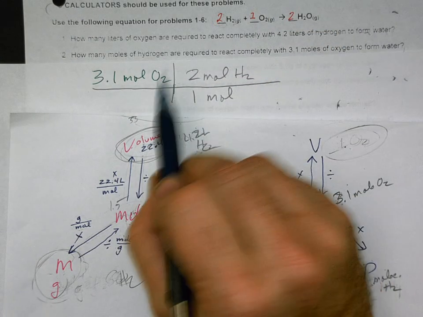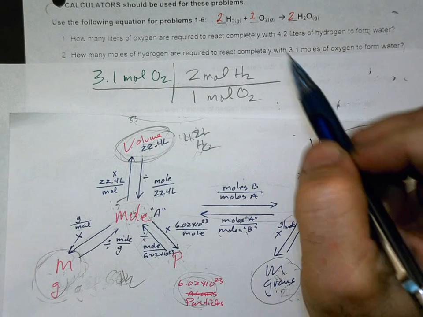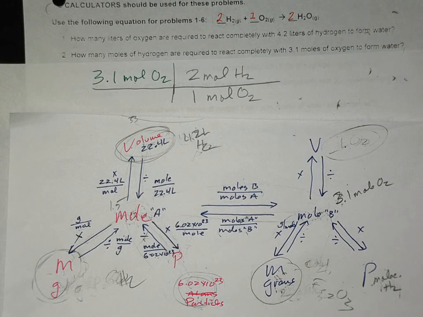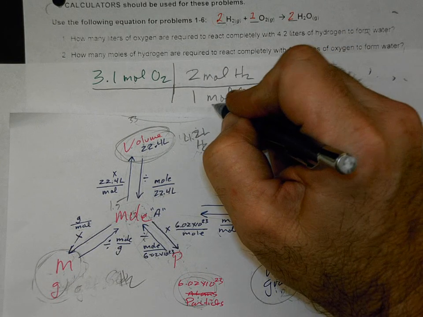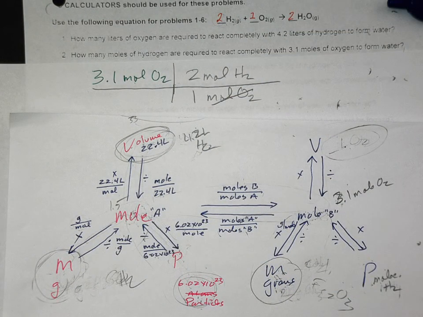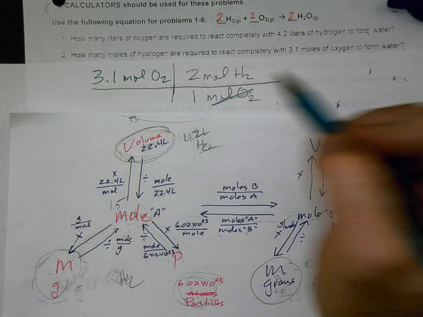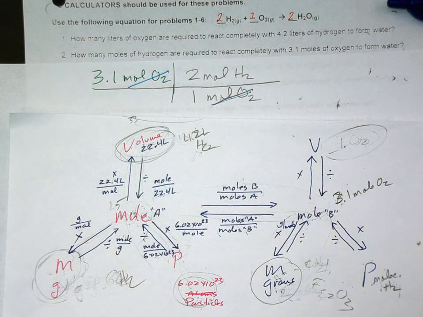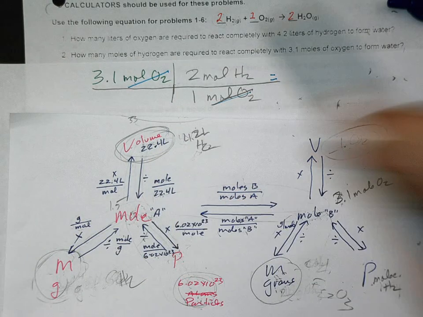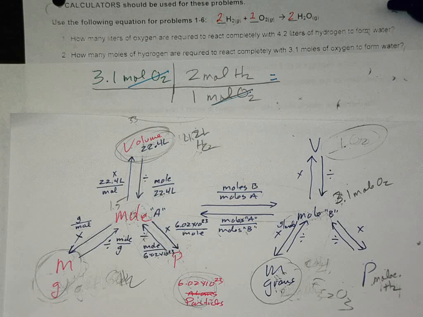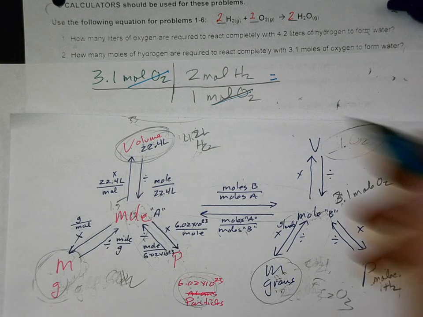Now this looks right because I want to get rid of oxygen here. Okay, now I'll use a colored pencil. So we're canceling out moles of O2 with moles of O2. And what's 3.1 times 2? 6.2. Okay, good. Excellent.